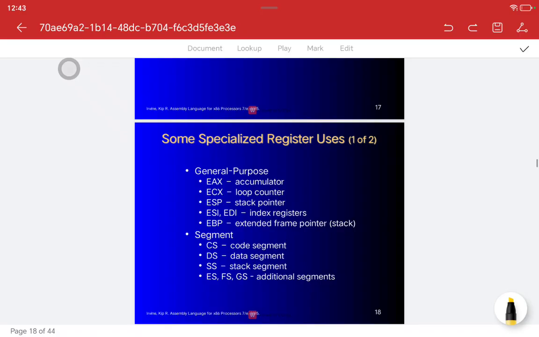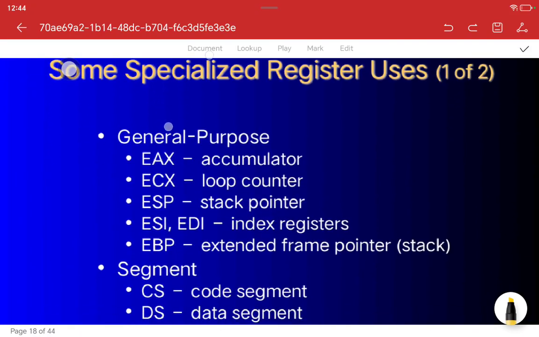Now we can come to some specialized register uses, which we also discussed. The EAX is the accumulator, which does the arithmetic operations. The ECX is the loop counter.